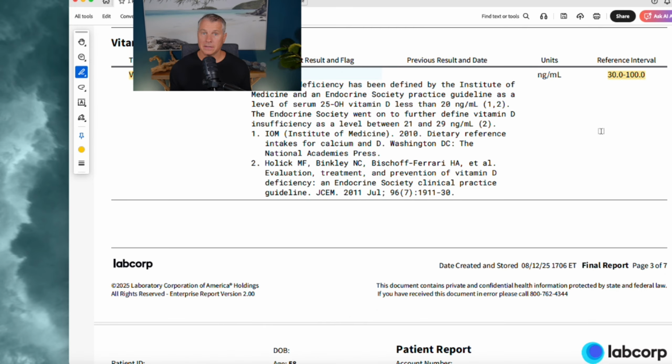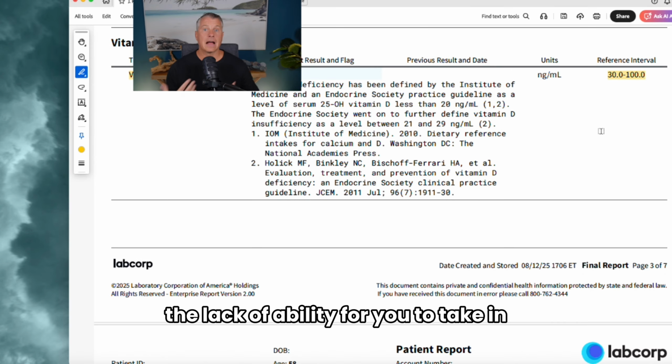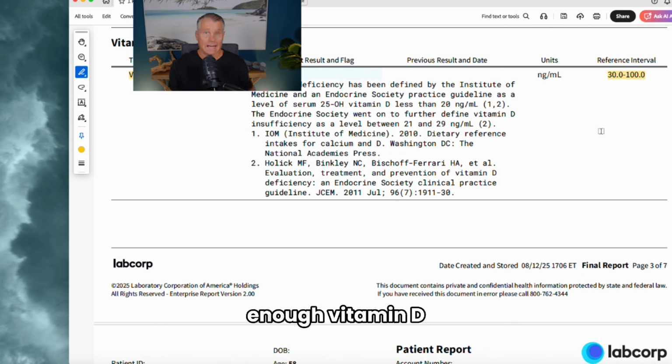Now, typically, this is not due to the lack of ability for you to take in enough vitamin D. Many individuals are taking vitamin D. Many individuals are eating foods with vitamin D. But if your gut is not absorbing or digesting well, you're just going to get expensive urine, right? More going out of your body than staying in your body.